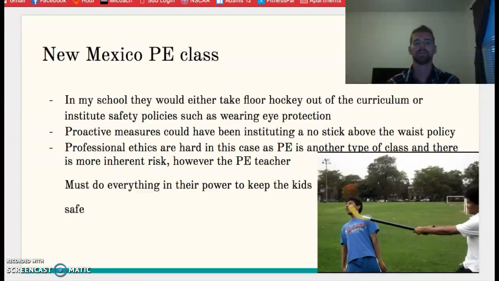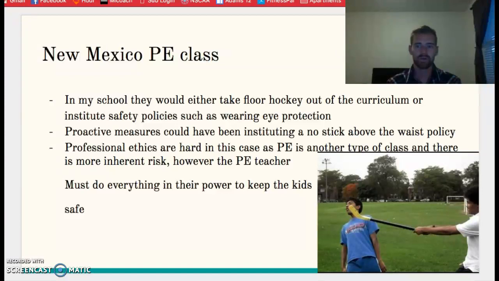And the last case is in New Mexico PE class. I couldn't find the actual court name for it. What happened, students were playing floor hockey. A student accidentally hit another student in the eye. The student had to get multiple surgeries. In this case, the court ruled in favor of the school, saying there's no negligence. The teacher did everything he could. Again, it's a student accidentally hitting another student in the eye while the teacher's supervising. Not much they could do.